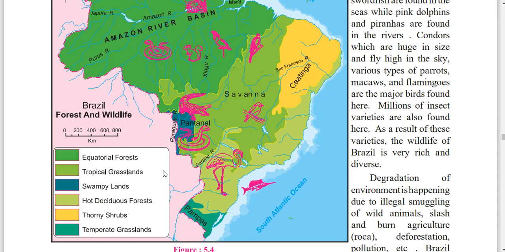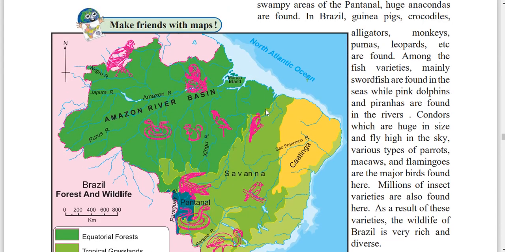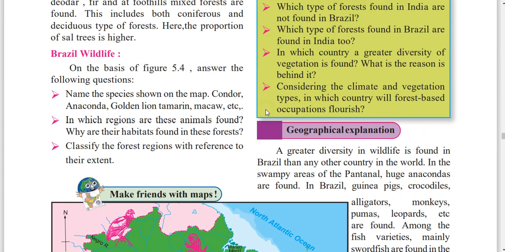San Francisco area. Then temperate grasslands, these pampas, pampas grasslands. Okay, let's see. Brazil wildlife: on the basis of figure 5.4, answer the following questions. Name the species shown on the map.